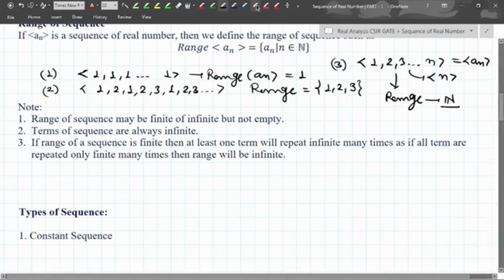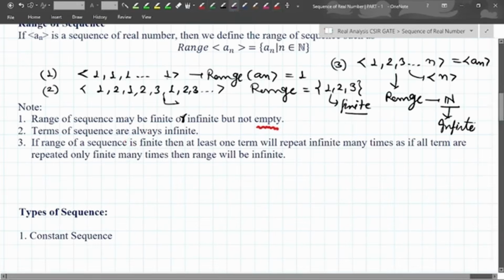Now next, what are some note points on this? The range of a sequence may be finite or infinite. For example, you can see this one is finite. We have an example. And this one is infinite. We have already discussed. Similarly, terms of a sequence are always infinite. Range is finite or infinite, but not empty. See this, but not empty. This one is important.